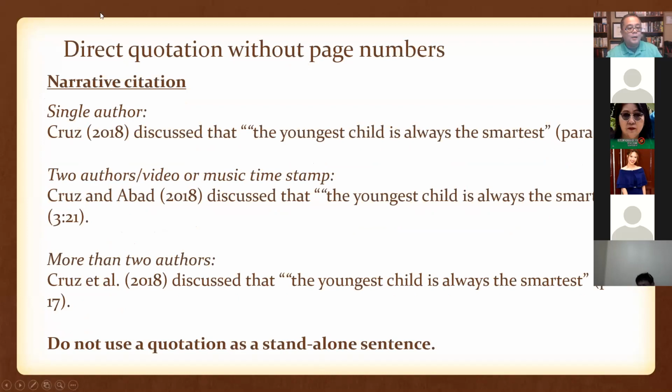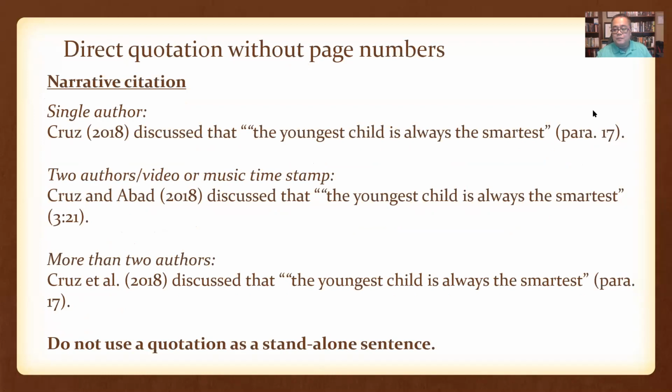Okay. For narrative citation, ibig sabihin, again, yung authors are part siya ng discussion natin, part siya ng sentence. Paragraph number ang ilalagay natin doon sa dulo. Cruz discussed that the youngest child is always the smartest. Sa quotation, dalawa yung nilagay na quotation, mali yan. Paragraph number 17, then period. How about for YouTube or music or podcast? Pwede ninyong ilagay yung timestamp naman. Okay, timestamp, kung saan mo siya mapapakinggan o mapapanood.